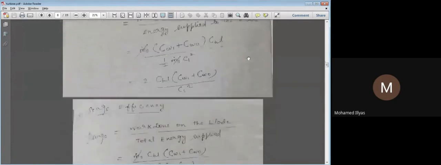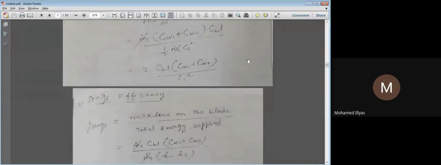இதை முடிச்சிட்டிங்கன்னா நெக்ஸ்ட் இதை காப்பி பண்ணிக்கங்க. Stage efficiency.